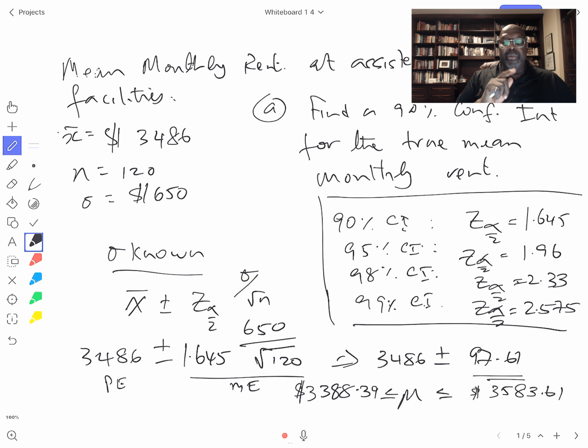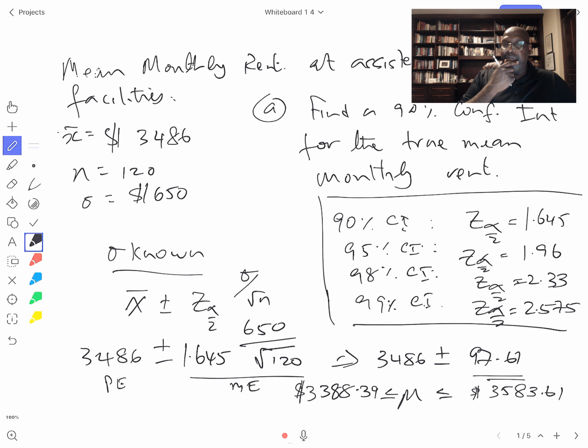So 3486 plus 97.61 will give us 3583.61. And when we take away 97.61 from 3486, we will get the lower limit of the confidence interval. So to get the lower limit of the confidence interval, you do the subtraction. To get the upper limit of the confidence interval, you do the addition. And that gives us the answer we're looking for.